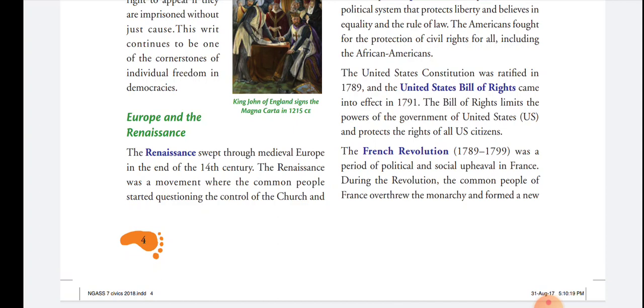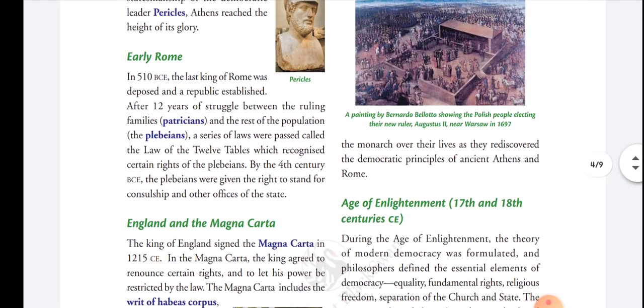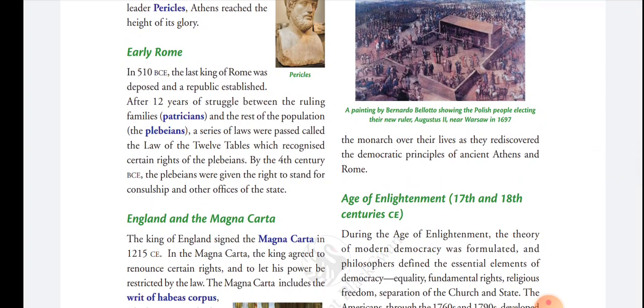Now, Europe and the Renaissance. The Renaissance swept through medieval Europe at the end of the 14th century. The Renaissance was a movement. What is the meaning of Renaissance? Renaissance means a movement where the common people started questioning. Here the common people could ask questions of the church and monarch over their lives, and they rediscovered the democratic principles of ancient Athens and Rome.